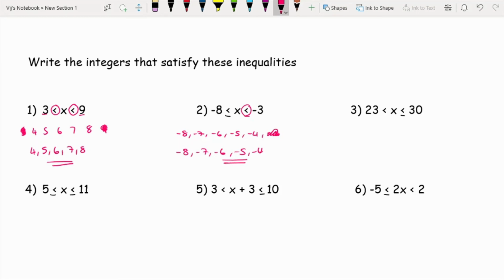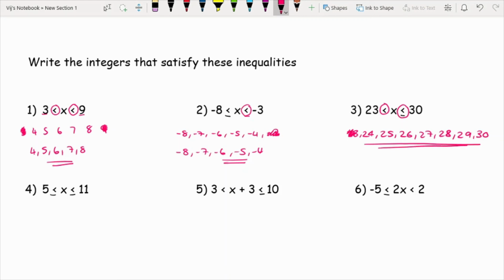For question 3, again I write down all the numbers between 23 and 30. Now when you get an understanding of these questions, you'll know straight away what the right answer is without having to rub out any numbers or scribble them out, because you'll just know. So for 23, it hasn't got a line underneath it in this inequality, so I get rid of it. This has got a line underneath it, so I keep it, so that is going to be my final answer.